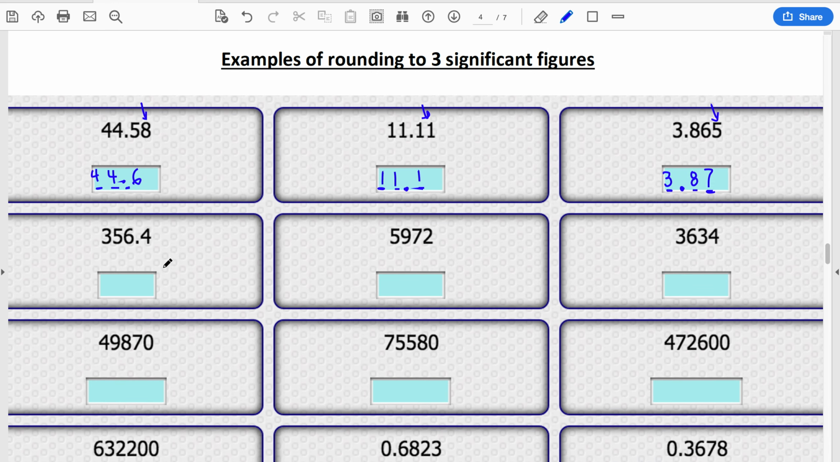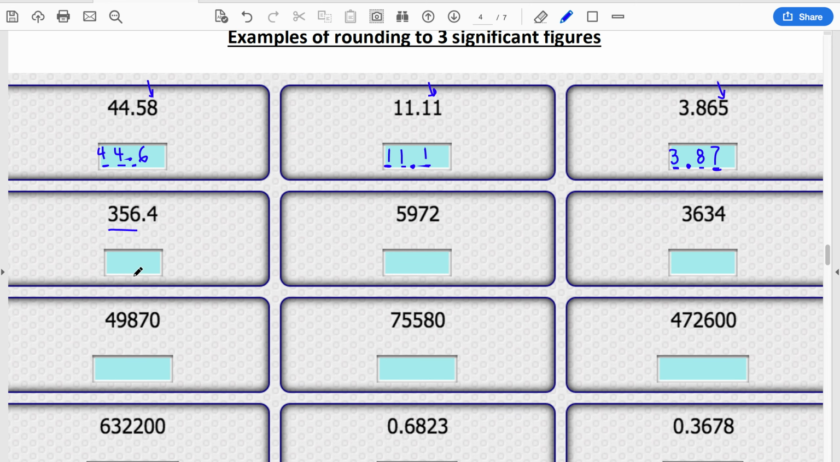This one here, 3 significant figures. Well, I've got 3 numbers here, so I can only write those 3. I check, of course, should it be 356 or 357? It'll be 356 since the 4 rounds it down.